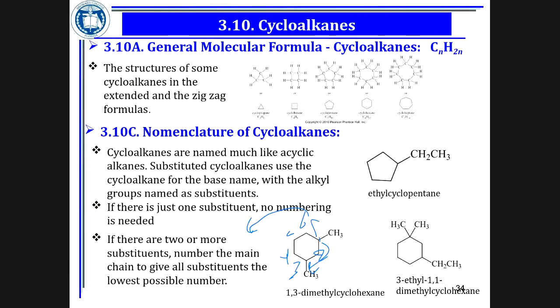So we give the location of the branches first. If our branches are identical, we combine them, and we can use di, tri, and tetra. If it's 2, it's di; for 3 it would be tri. Then we give the main carbon chain. Our main carbon chain here is cyclohexane, but we start with the branches first. So 1 and 3 here. So it's going to be 1,3-dimethyl, because we have 2 methyl groups, and the main carbon chain is not hexane, it's cyclohexane.